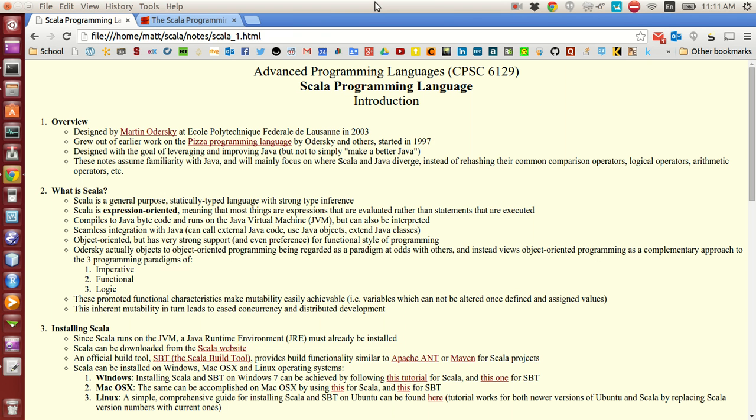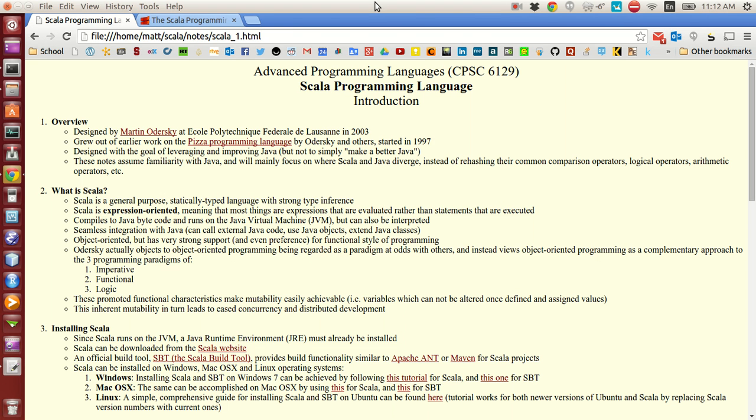So what is Scala? It is a general purpose, statically typed language with strong type inference. So it's not domain specific. It can be used to solve general computing problems. Data types are identified at compile time, and the type inference allows the auto detection of data types, which is different than C and Java and a number of other languages.